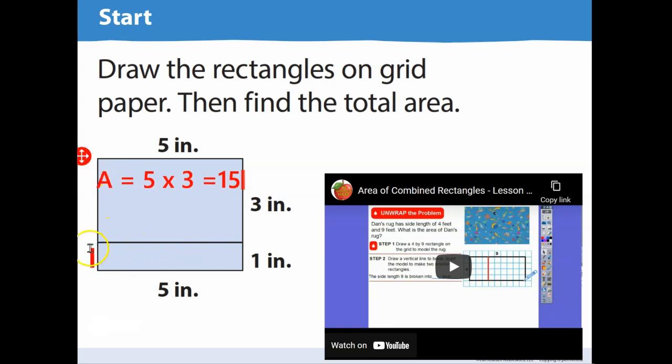Then the area for this one is what? What's the length? 5. What's the width? 1. So what's the area for that? 5. So then when I add the area of the top square plus the area of the bottom square, how much is that? It's 15 plus 5. So the area of the whole shape is how much? 20. 20 inches square. Like that.